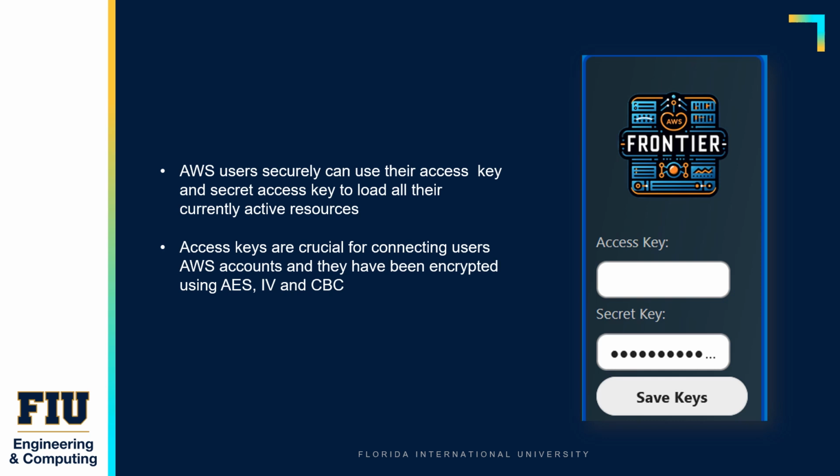Users can use the access key and the secret access key given to them by their AWS accounts to successfully view all their resources in one place, and these keys are secured and encrypted using AES, IV, and CBC.